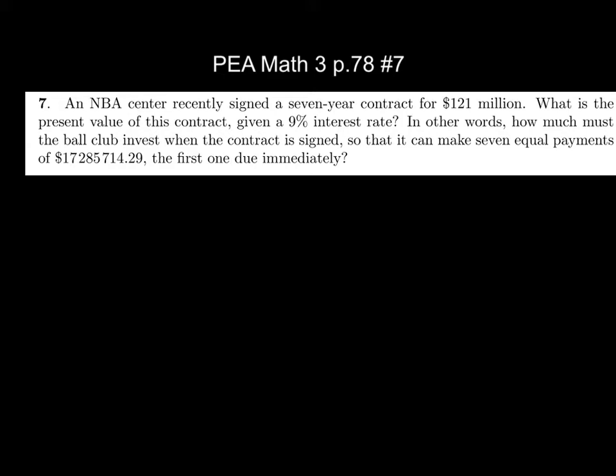What this means is that they need to pay him this much per year, right? Because that is 121 divided by 7. So I'm just going to put 121 mil divided by 7 is that number right there. In the very first year, the very first payment, they're going to have to give him that much. So they're going to need at least that much to do that first payment.